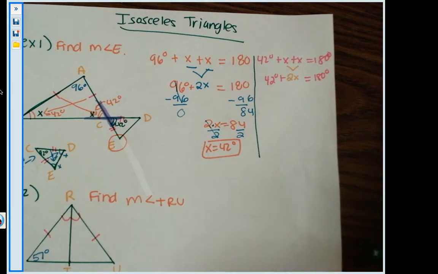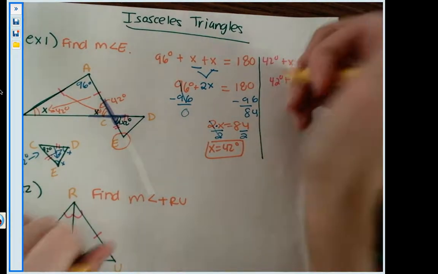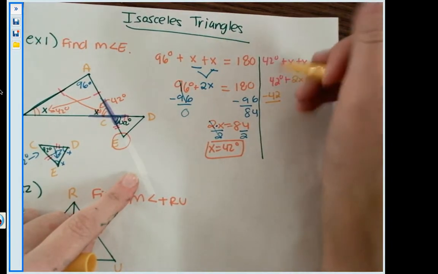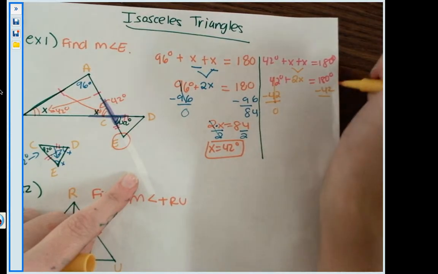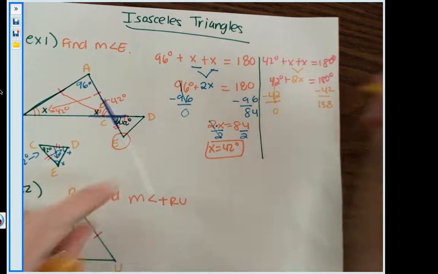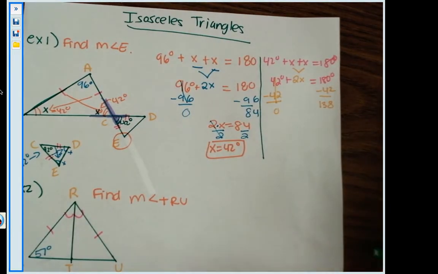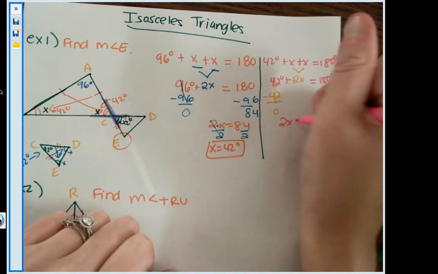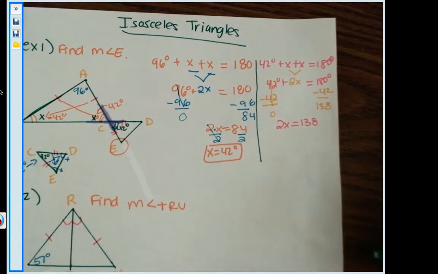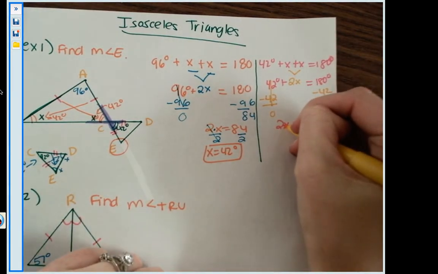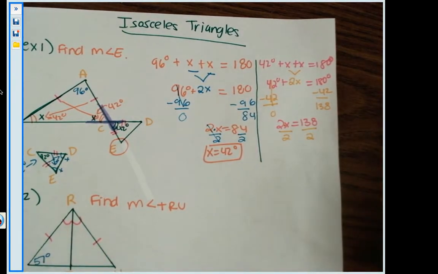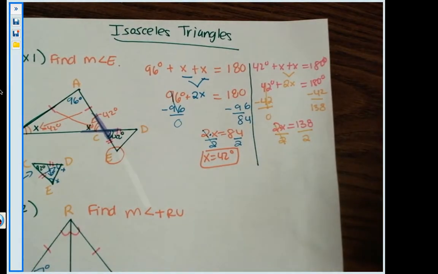So the way I bring my 42 to the other side is by subtracting it. 42 minus 42 cancels out in terms of 0. 180 minus 42 will give me 138. So we have 2X equals 138. Holy hot dog, right? All right, you guys, now the way we bring the 2 to the other side: 2 is secretly multiplying my X, so the way we bring it over is by dividing both sides by 2. All right, and 2 divided by 2 cancels and turns to 1.